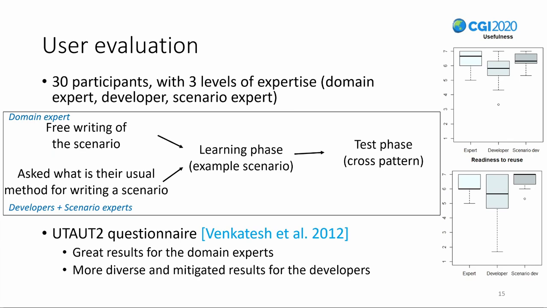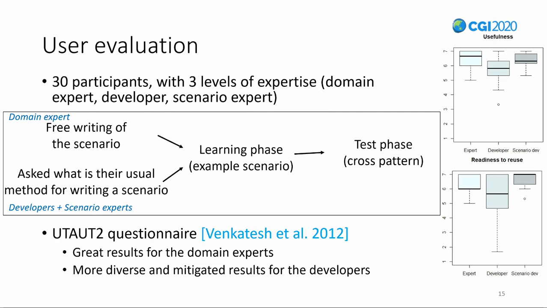Finally, we also evaluated our method with some participants. We recruited in total 30 participants, divided in 3 levels of coding expertise. Some of the participants had no coding knowledge, which is expected from a domain expert. Some had some expertise in Unity development. Those are the ones we call the developers. And the rest of them already knew how to use the scenario model, but not the tool we propose here.